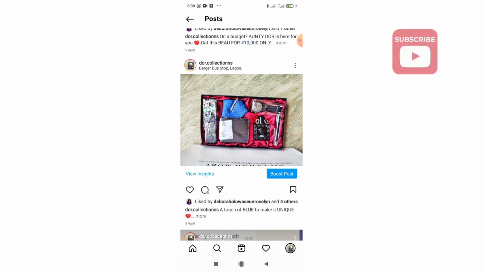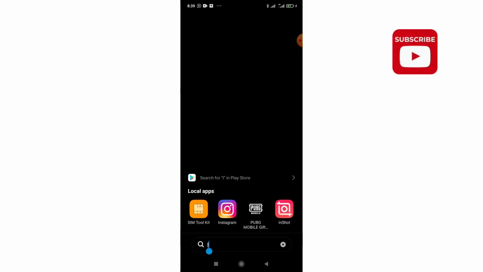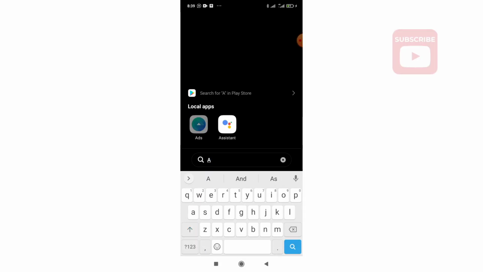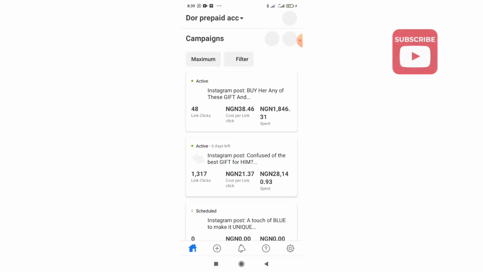Now I spoke about having an ads manager earlier. Yeah, this is the ads manager. If you do not have it, download it. This is where you cook your adverts. You can edit it. I have two adverts running presently, as you can see. These are my two adverts.